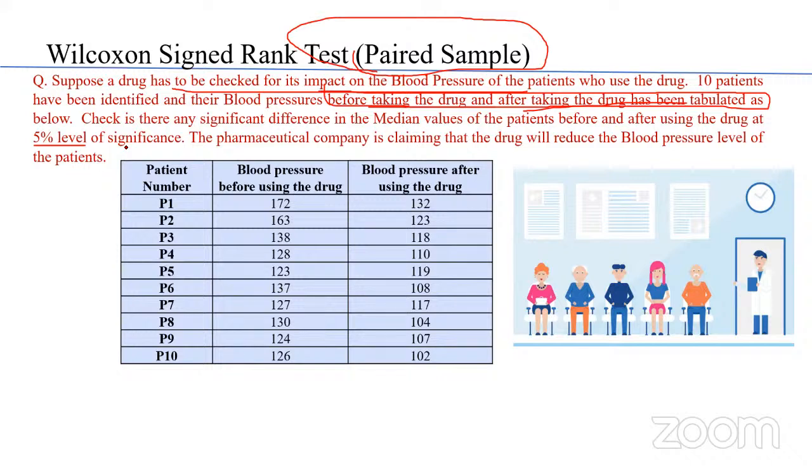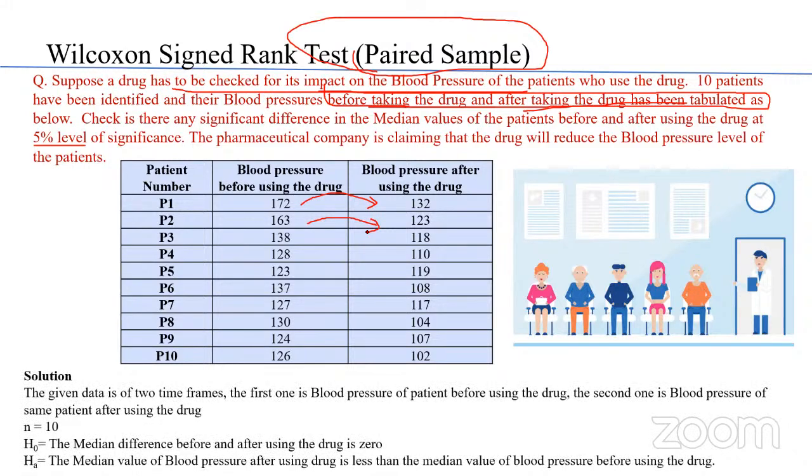Because if the significance level is changed, the acceptance and rejection region might change. Now there are 10 patients, before and after taking the medicine. If you see, after taking it, the blood pressure of the 172 patient has become 132. After taking the pill, the 163 patient has become 123. So in most of the cases there is a reduction. We could draw some conclusion here, but anyhow, we'll go with the procedure.